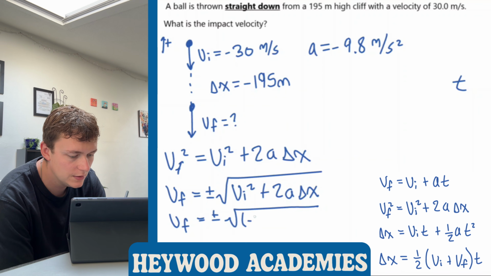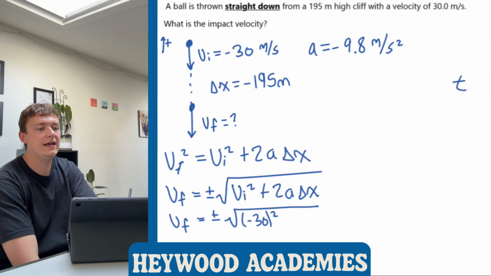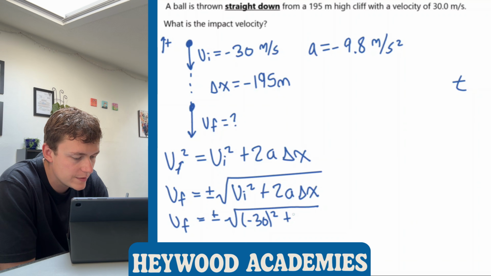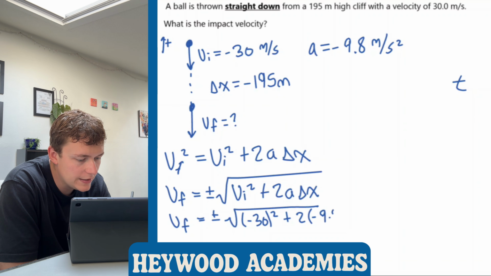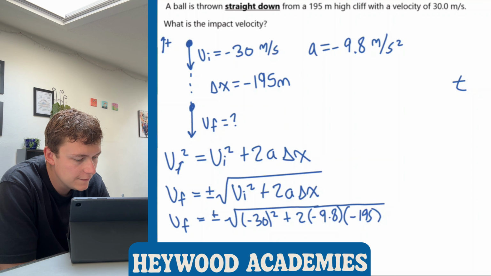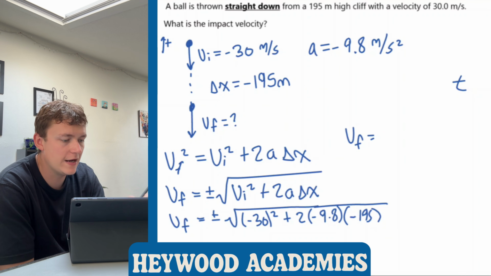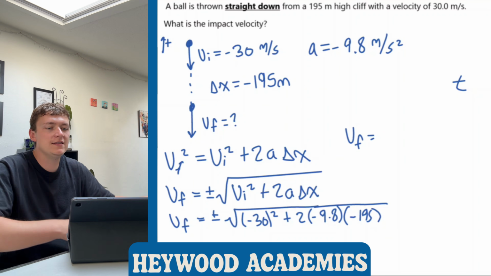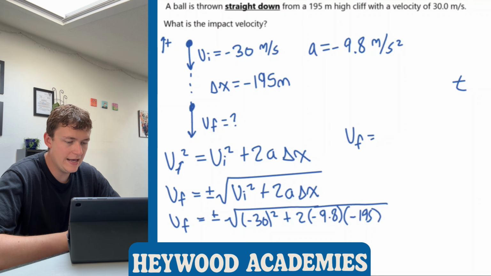So v initial was negative 30 squared. I'm going to make sure to square the negative when I do that as well, because this should turn out as a positive number, plus 2 times negative 9.8 times negative 195. If I plug it in like that, I should be okay. We're going to get plus or minus for our answers here, and then we know for this case we're going down, so we're going to want to take the negative solution. So we're going to put a negative outside of our square root sign when we go and plug this in.